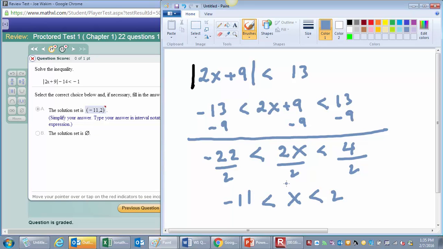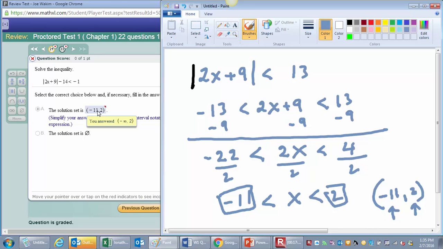And if you want to write this in interval notation, it would be parentheses negative 11, comma 2. Why parentheses? Because this is less than, it's not less than or equal. If this was less than or equal, then we use square brackets. This is called the lower bound, and this is the upper bound. Okay, the lower bound is negative 11. The upper bound is 2 in the interval notation. That would be the final answer.